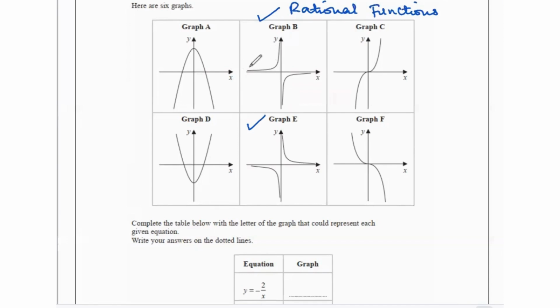For that, if you look at graph B, you can see that x is negative, but y is positive. Similarly, over here, x is positive, but y is negative, which means your overall function is going to be negative. Whereas in graph E, x and y both are positive, and x and y both are negative, which means overall function is going to be positive because we're dividing it. So I'll write the equation. This is y equals k over x, positive, and this is y equals negative k over x. K can be any value.